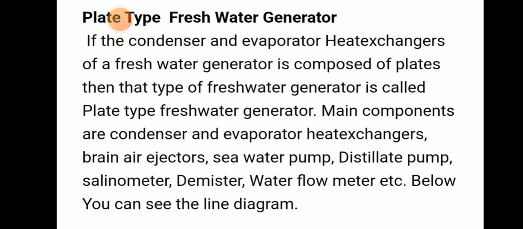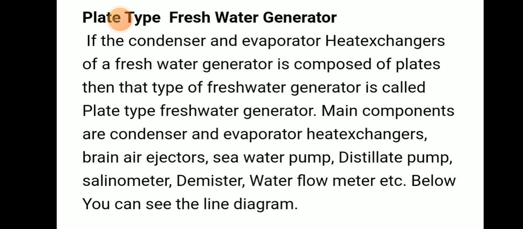Here the main components are the condenser, evaporator heat exchanger, brine ejector, seawater pump, distillate pump, salinometer, demister, water flow meter, etc.